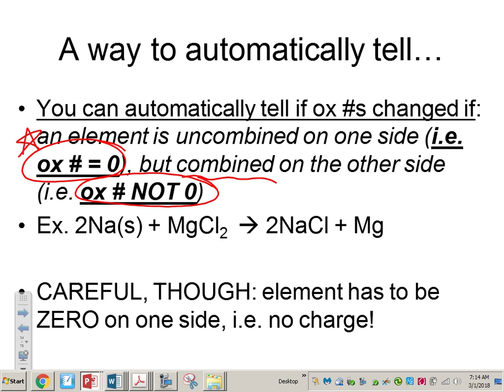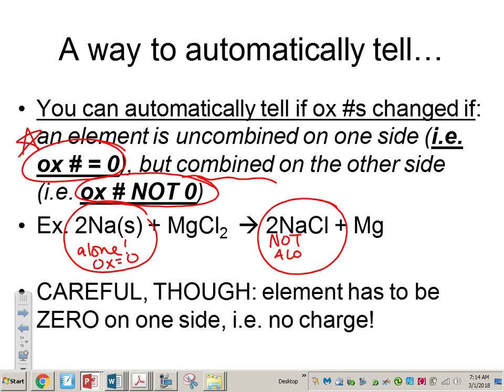You look for things that have an element alone on one side, but they're not alone on the other side of the equation. So this is an example right here, this sodium and magnesium chloride example. Notice how we have the sodium here, it's alone. Also notice that it doesn't have a charge, so it's alone, and its oxidation number is 0. But then on the other side, our sodium is not alone. And we know that oxidation numbers, when things are in a compound, basically are not 0. So the oxidation number is not 0.